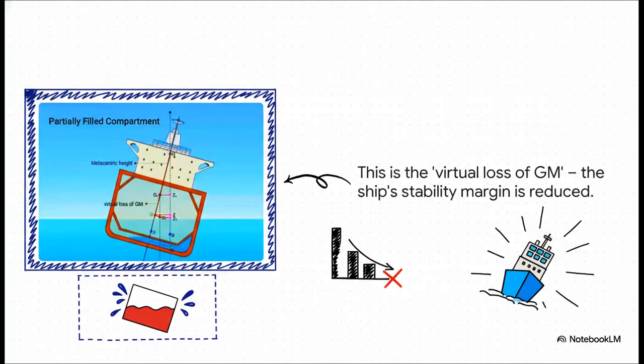And look, this diagram shows it perfectly. You see the original, safe center of gravity down there at G? But because of that sloshing liquid, the entire ship now behaves as if its center of gravity is way up at GV. That distance it moved up, that's a direct hit to the ship's stability margin. It's what's called a virtual loss of GM.